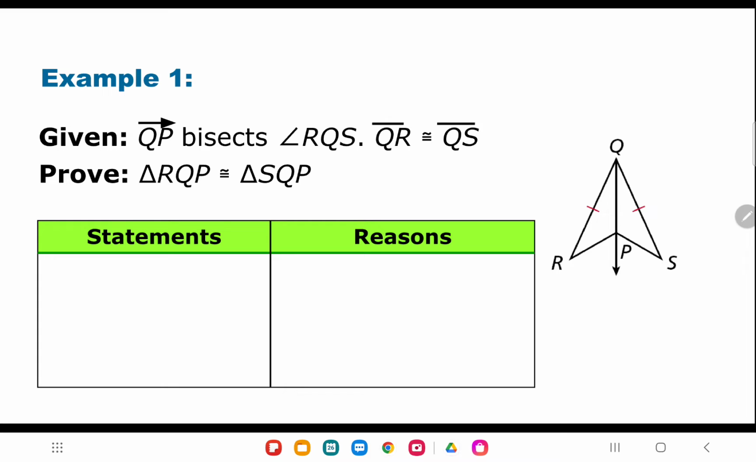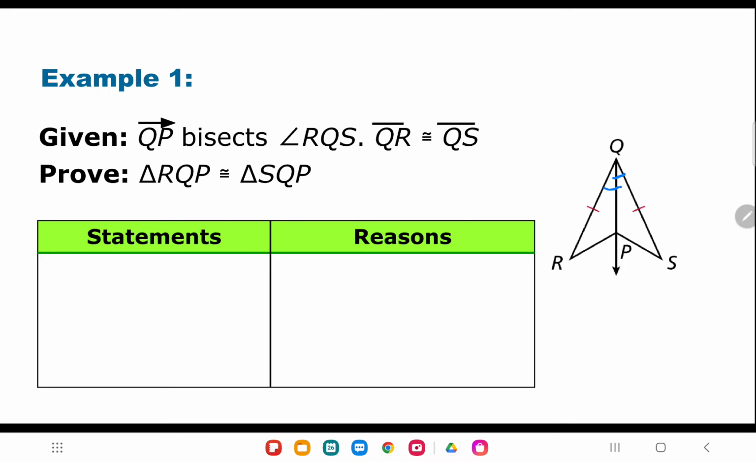So our first example, we're given that ray QP bisects angle RQS. We're given that QR and QS are congruent, and we need to prove that RQP is congruent to SQP. So before I get started with this, I'm going to say to myself, what can I mark up? Because I know, and kind of make a plan for myself to prove that these two triangles are congruent. Well, I know that there's an angle bisector. So that's going to split this angle into two congruent angles.